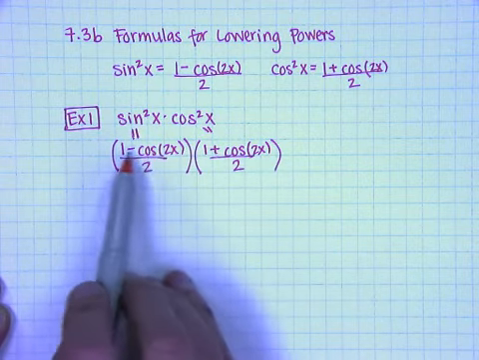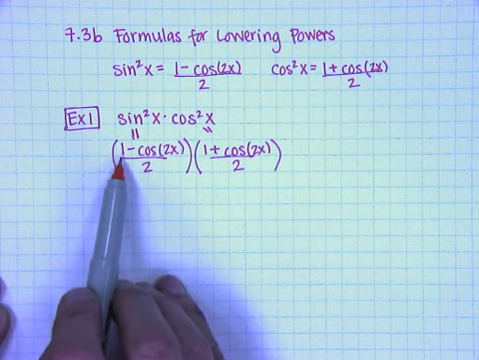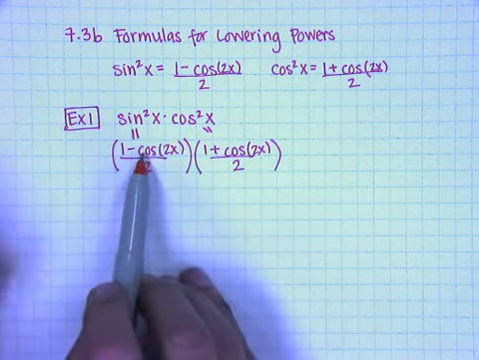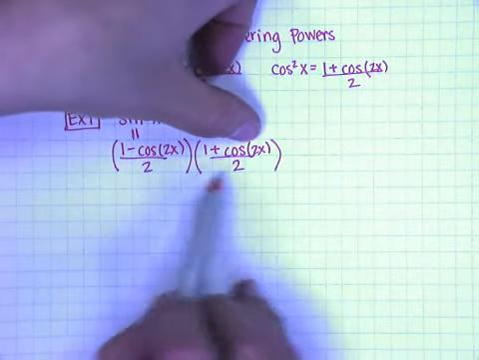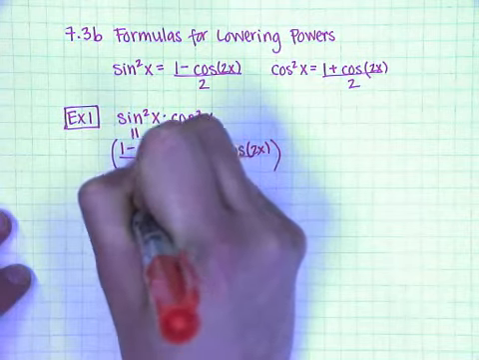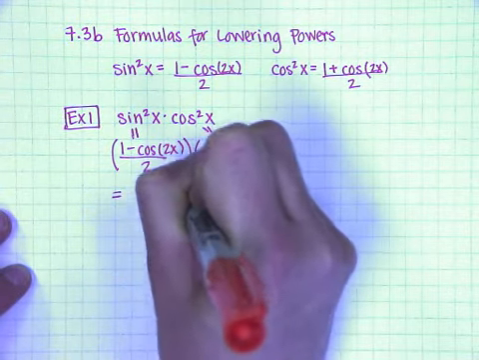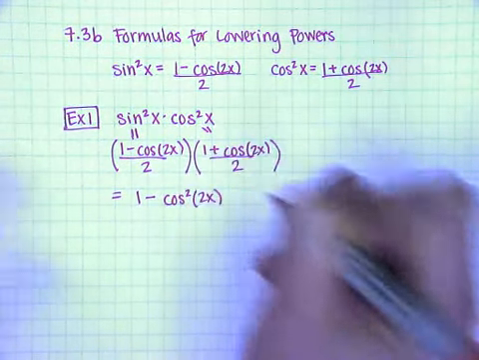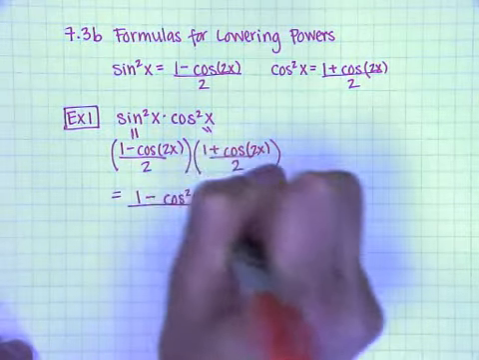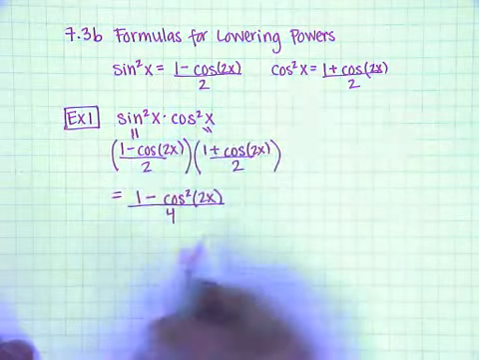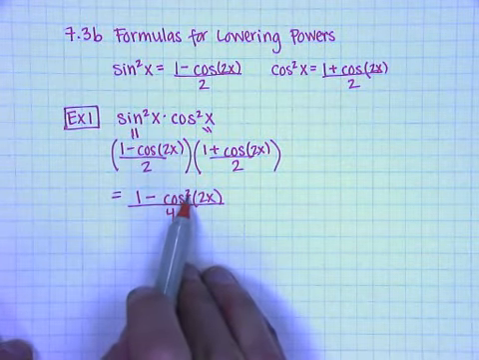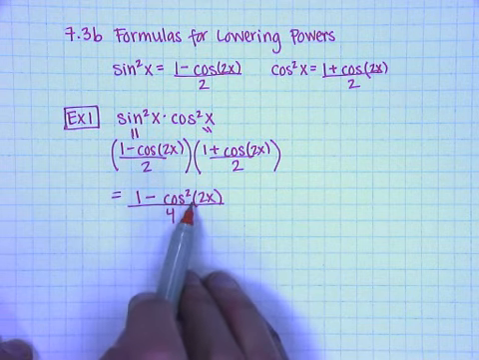The nice thing about these, though, is I notice that they're a difference of squares. So I have 1 minus cosine 2x and 1 plus. They're the same but opposite, which means I'm going to get a positive cosine 2x and a minus that are going to cancel out. So when I FOIL this, I should just get 1 minus cosine squared 2x, because cosine times cosine is cosine squared. 2 times 2 is 4. Now, though, I still have a second degree, I still have a power here, and I need to lower it, so I have to substitute again.